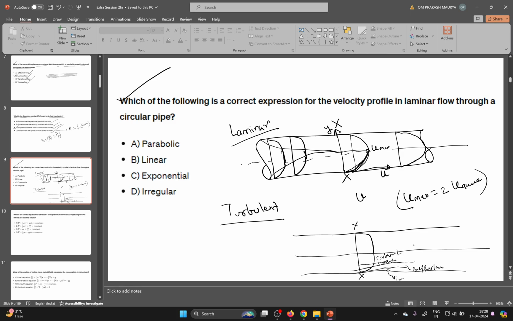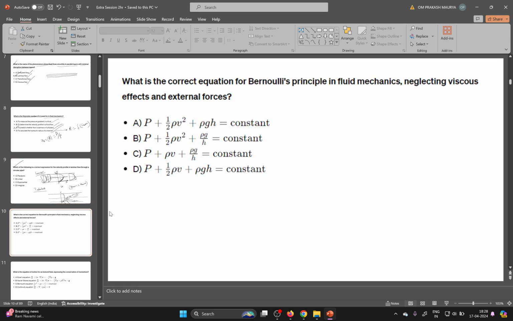So below here your velocity behaves linearly, and above, in the turbulent zone, your velocity behaves logarithmically. Remember, not parabolic. Okay, now moving ahead to the next.